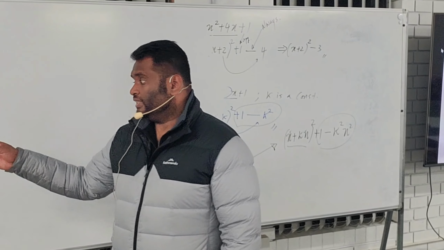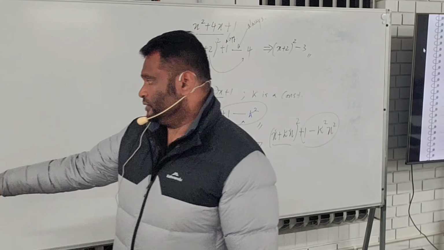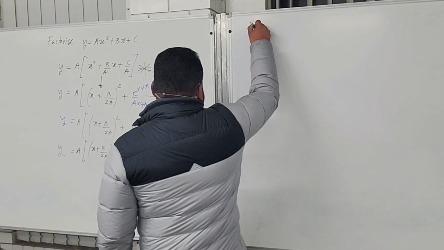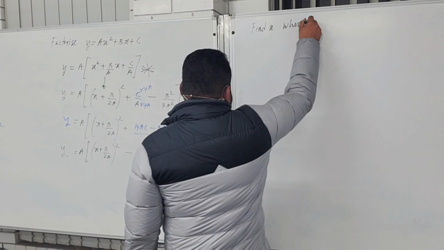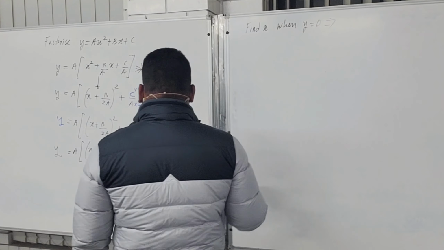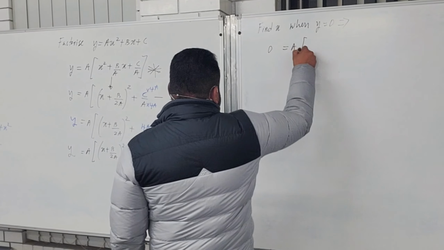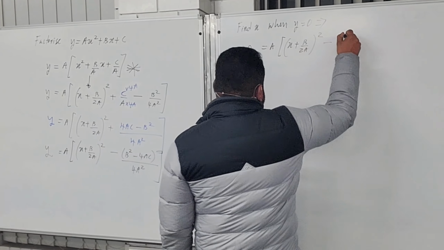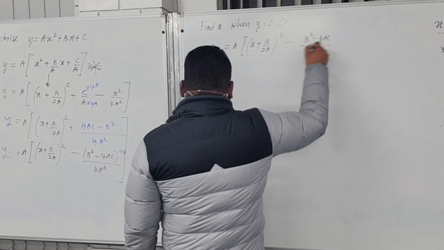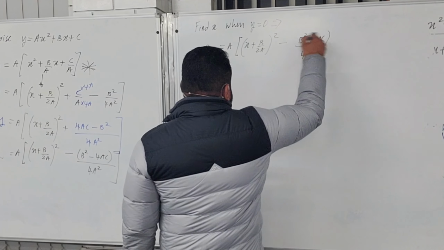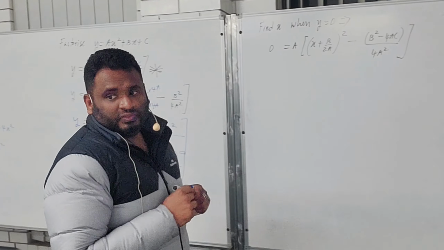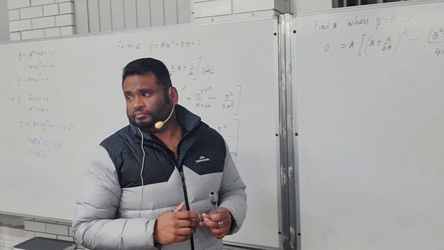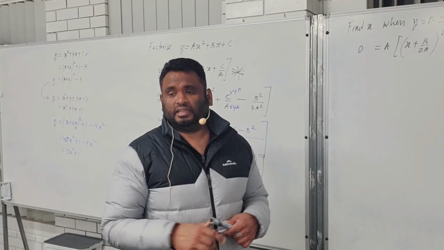Now find x in this function. Find x for this one. Find x when y is equal to 0. So let me do that. 0 is equal to a x plus b divided by 2a, squared, minus b squared minus 4ac divided by 4a squared. So what I'm going to do, now look at this, I'm going to consider this to be delta for simplicity.